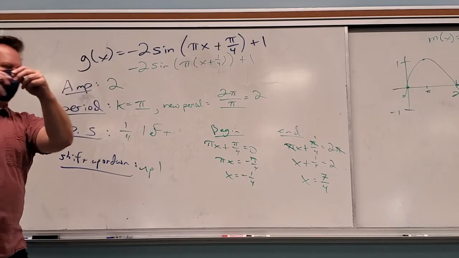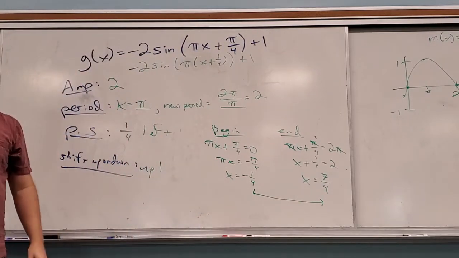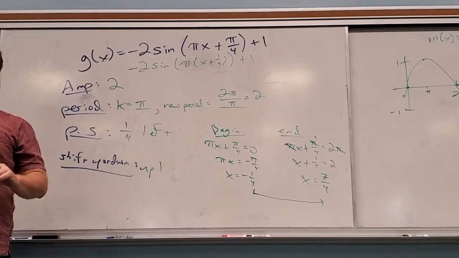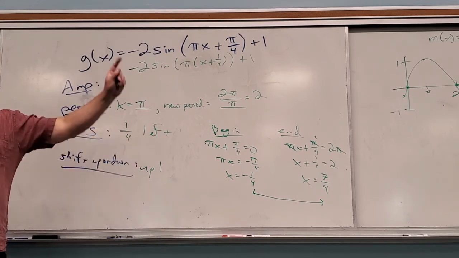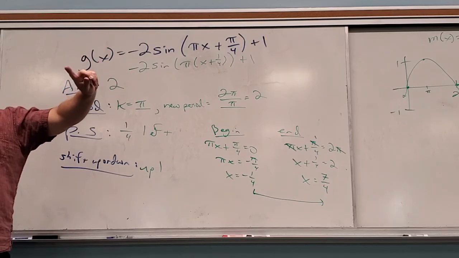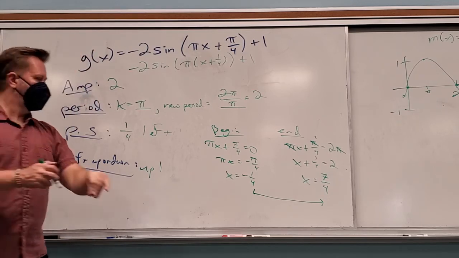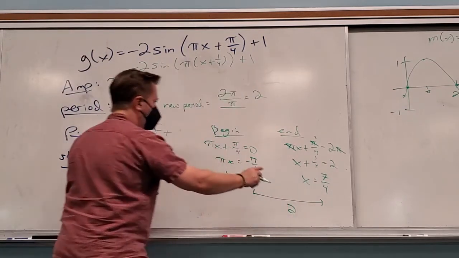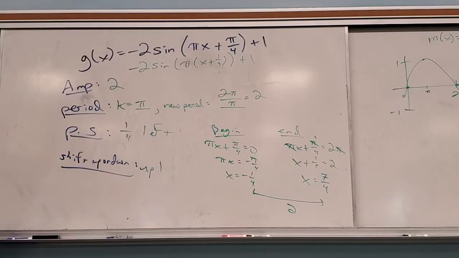Real quick, how far apart are these two? 2 pi. No. What's 7/4 minus negative 1/4? 7/4 plus 1/4. 2. Yeah, it's 8/4, which is 2. Just 2. And why does that make sense? Because that would be the period, and what did we figure out for the period? Hey, cool. I can see stuff agreeing with itself, which is nice.